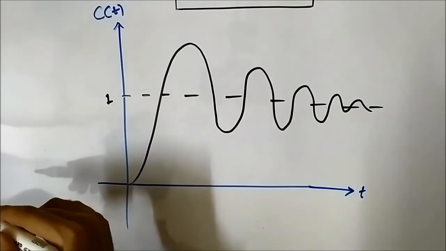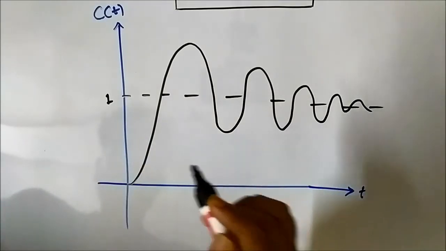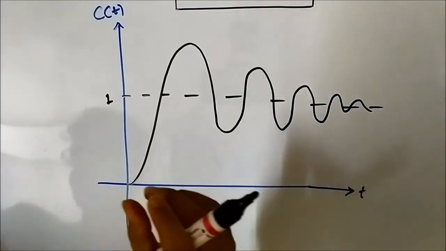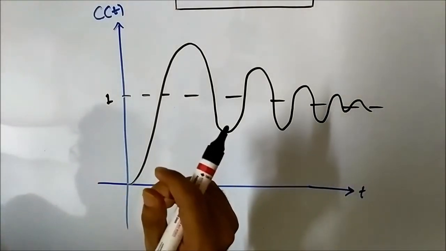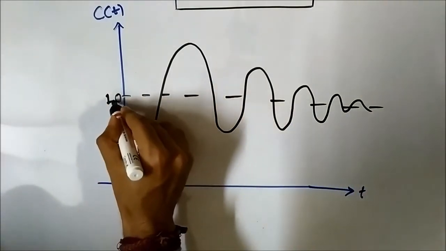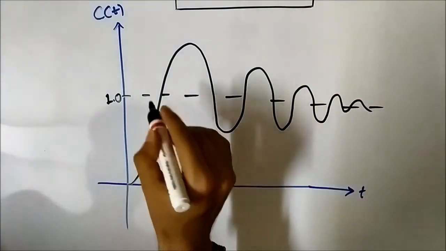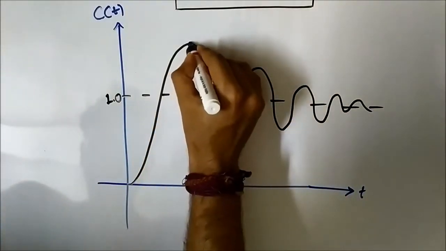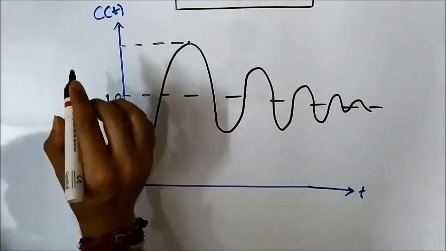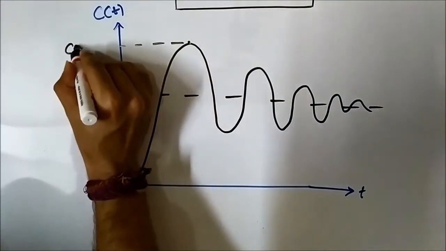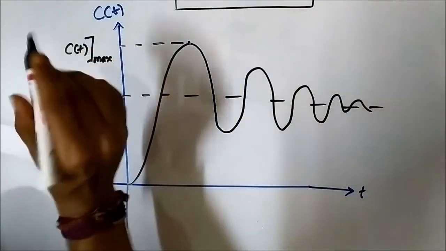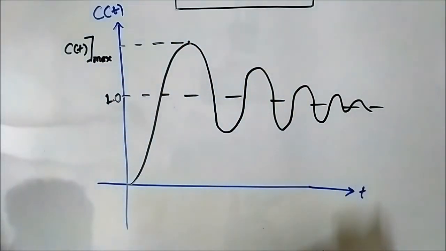Okay, so now let us point out some important things associated with it. So this is the steady state value, and this is the first peak value. Okay, it is the first peak value, the maximum value, which is called C t max. It is the maximum value of the output.